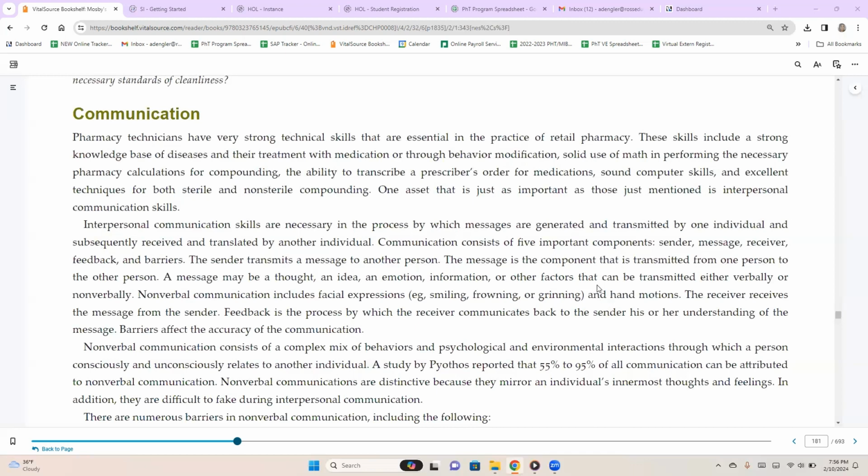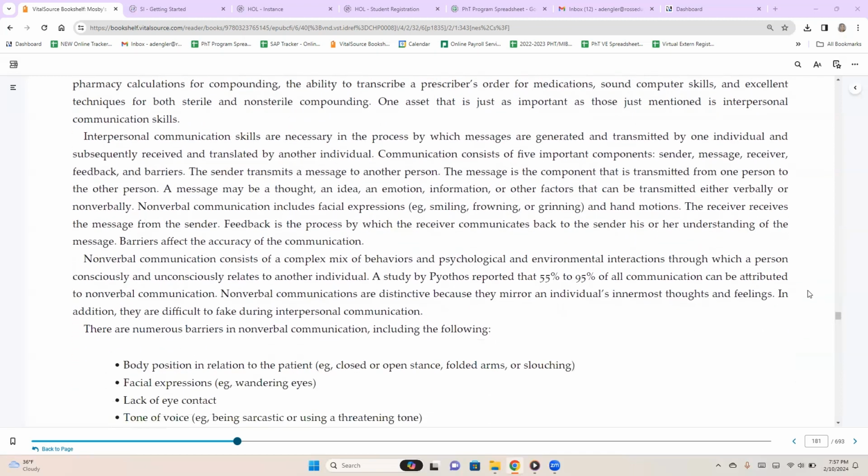Communication consists of 5 important components: sender, message, receiver, feedback, and barriers. The sender transmits a message to another person. The message is the component that is transmitted from one person to the other person. A message may be a thought, an idea, an emotion, information, or other factors that can be transmitted either verbally or non-verbally. Nonverbal communication includes facial expressions and hand motions. The receiver receives the message from the sender. Feedback is the process by which the receiver communicates back to the sender his or her understanding of the message. Barriers affect the accuracy of the communication.